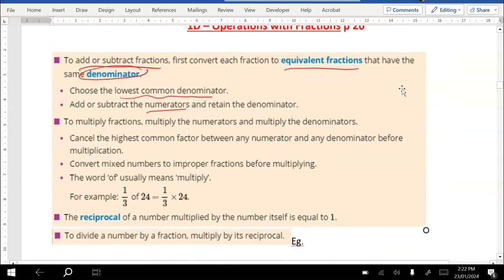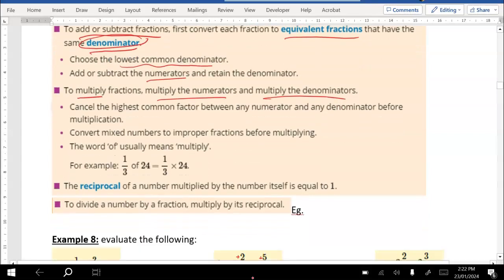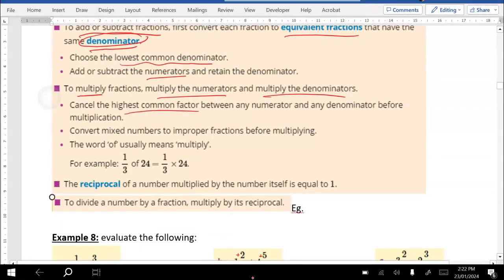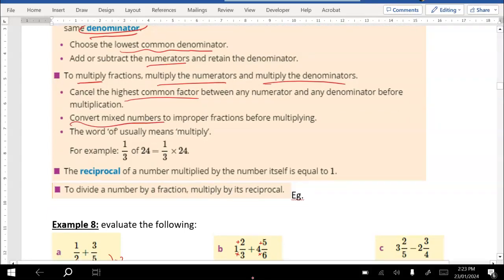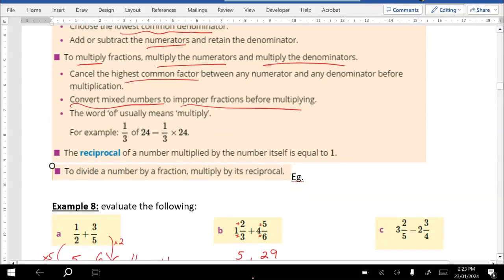You've got to have the same denominator. If we're multiplying, this was even easier: multiply the numerators, multiply the denominators. We can do a bit of canceling, so you can cancel the highest common factor between any numerator and denominator, and you can also cross cancel, but we can look at that. You always want to convert mixed numbers to improper fractions before multiplying. Again, it just means that you're not going to get it wrong. Remember that the word of is code for multiply. So if I have 1/3 of 24, it means mathematically I have 1/3 times 24.